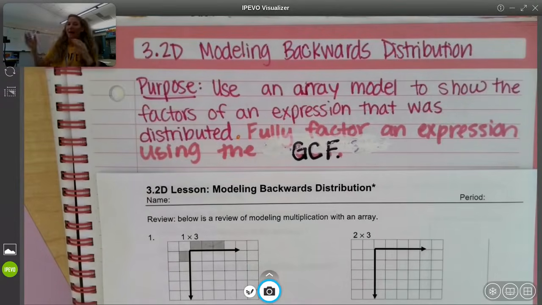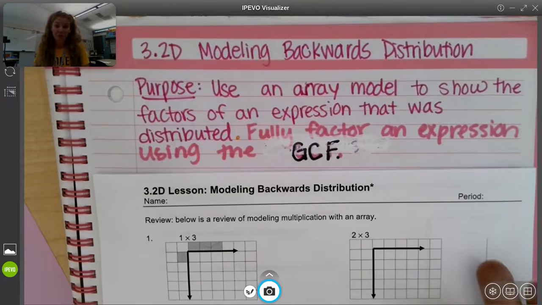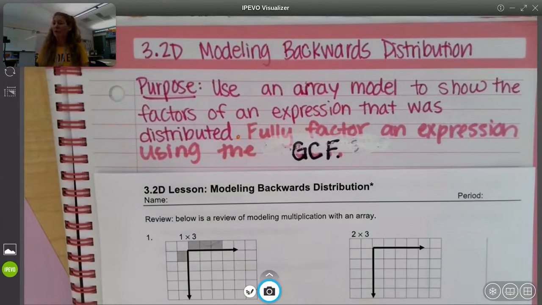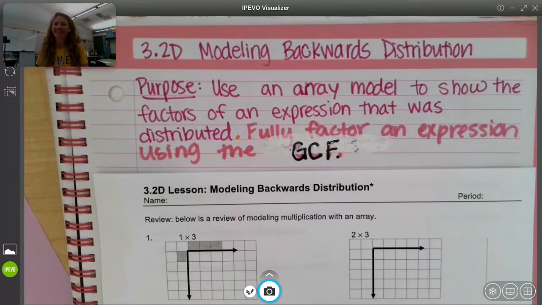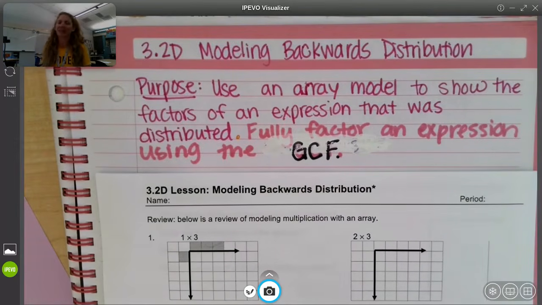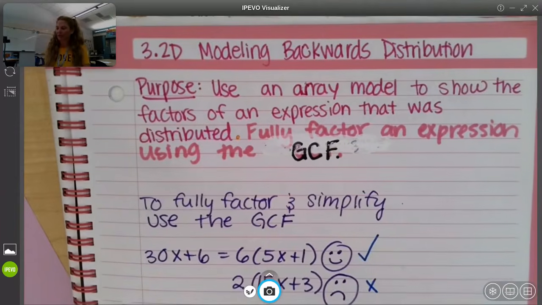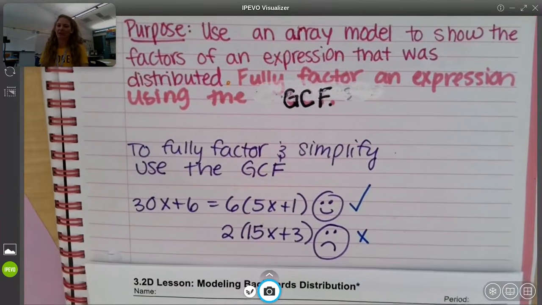3.2D, modeling backwards distribution. Here's your lesson purpose. We're going to use an array model to show the factors of an expression that was distributed. We're going to fully factor the expression using the GCF, otherwise known as the greatest common factor. To fully factor and simplify, we have to use the GCF.